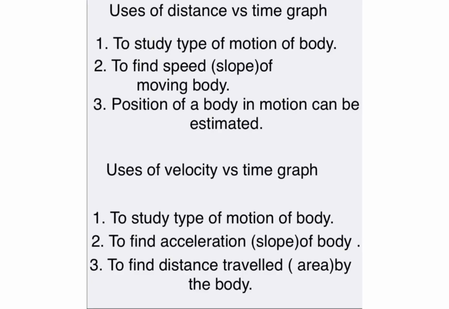So, students, let us revise what we studied in this lecture. First of all, we solved the numericals related to acceleration, and then we studied the graphical representation of motion. And after that, we studied uses of distance versus time graph and velocity versus time graph. So, let us recall the uses. First use of distance versus time graph is to study the type of motion of the body. Second, to find the speed of moving body with the help of the slope. And third one is to determine the position of the body in motion at any instant of time.